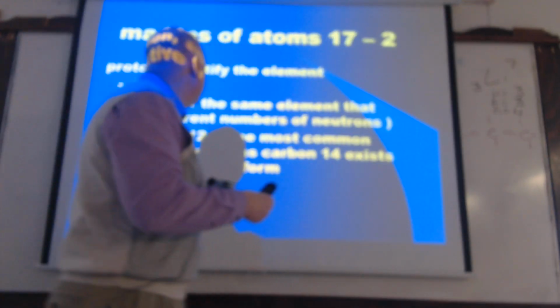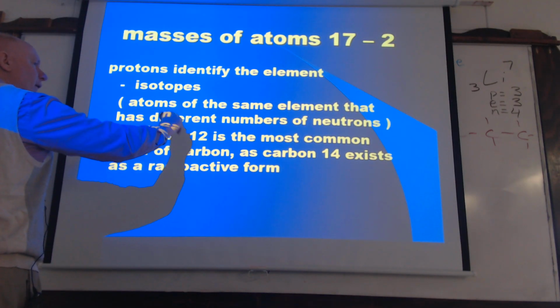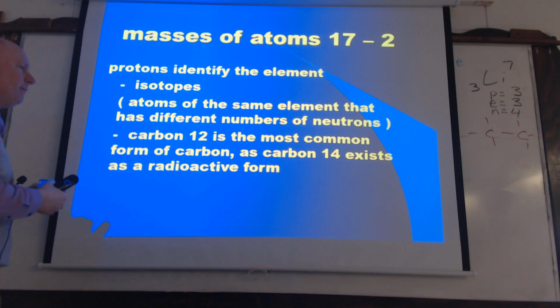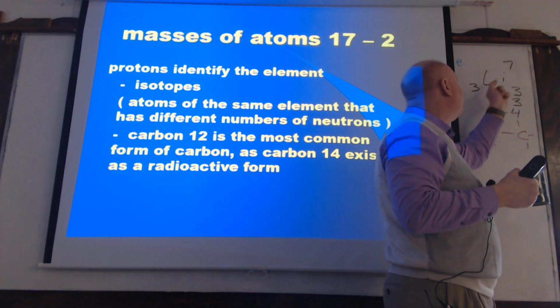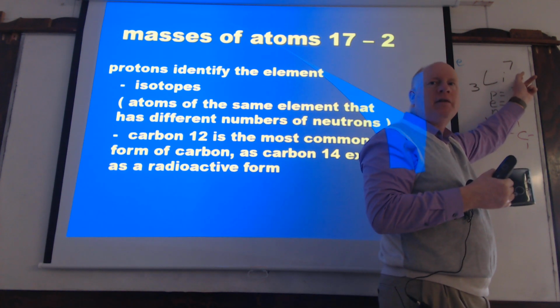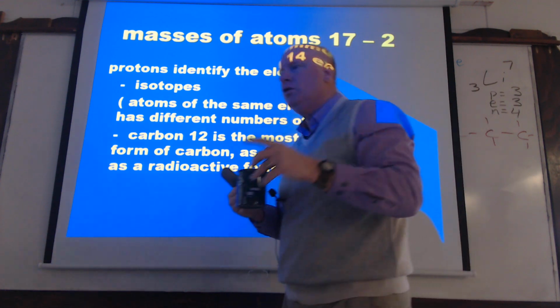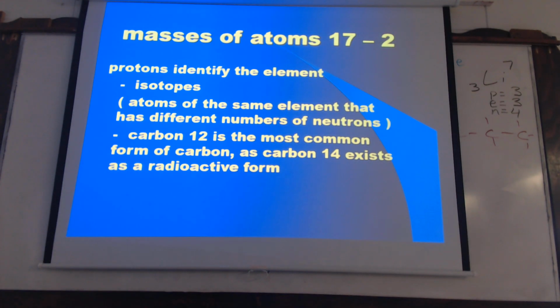Because isotopes, okay, are atoms of the same element that have different numbers of neutrons. Okay? So that means this number, you still have the same element, still lithium, just the atomic mass is different because it has one more neutron in it. This is where we left off with last time, correct? Okay?